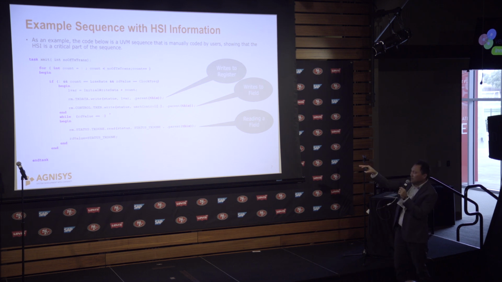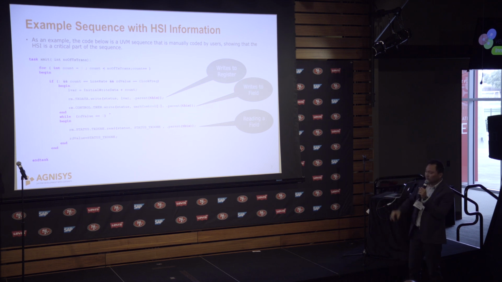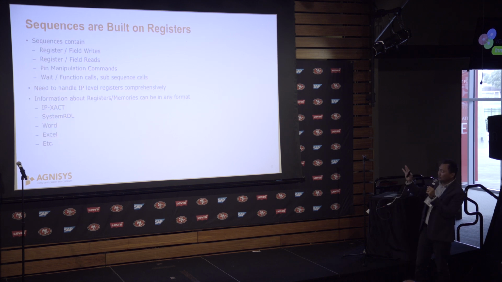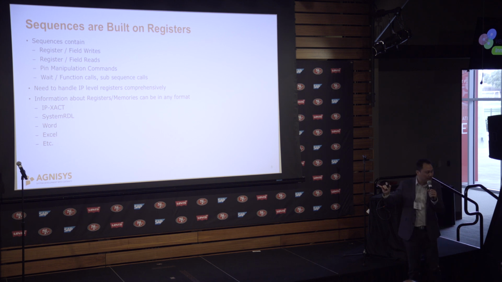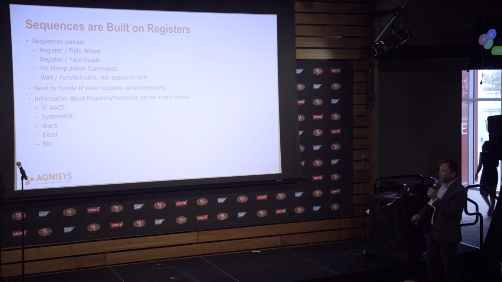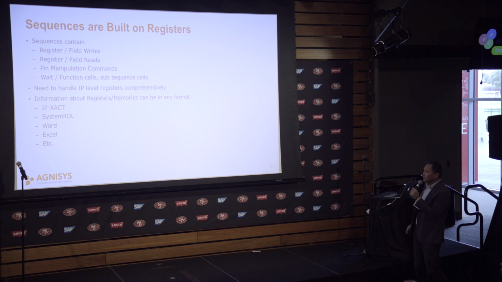So that's a write to this register tx data via the register model. So you need to have that interface layer in order for this step to be executed. And also there's a write to that control register txen field. Okay, and it's also done via the register model. So the reads and writes to the registers are critical to the sequence, and so sequences are built on registers, as you see. So the sequences can contain register field writes, reads, pin manipulation commands, wait function calls, and subsequence calls.